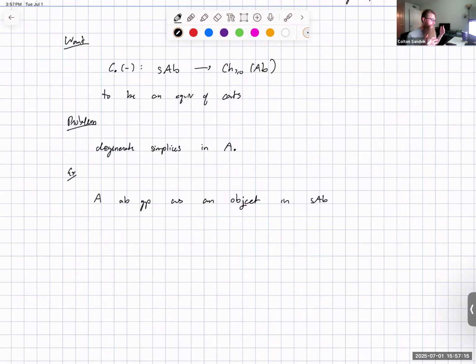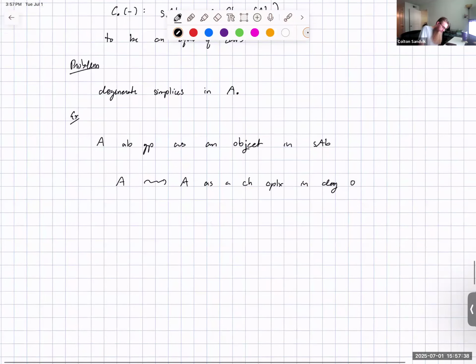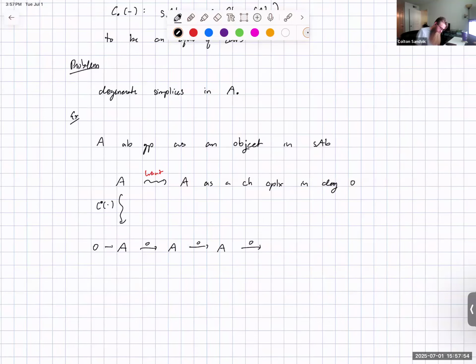And so what happens is, morally, what we want is for this abelian group A to get mapped to just A viewed as a chain complex in degree 0. But instead we get something else. So this is what we would like, but what we get currently, what does C dot do? Well, it takes us to this chain complex where all the maps are 0, and so on.